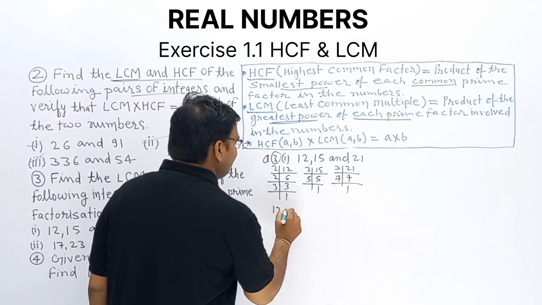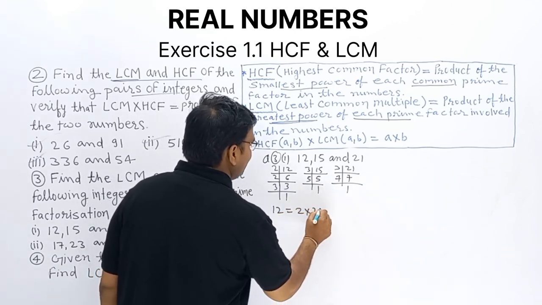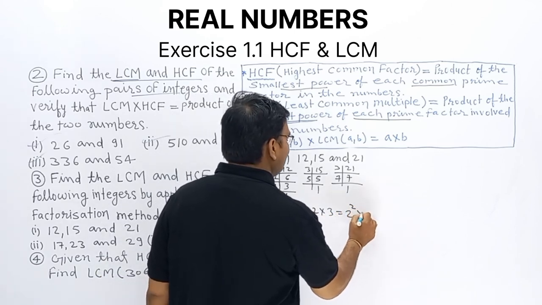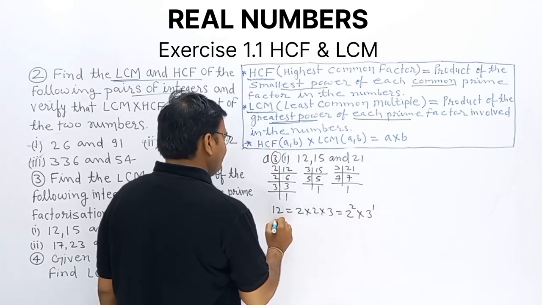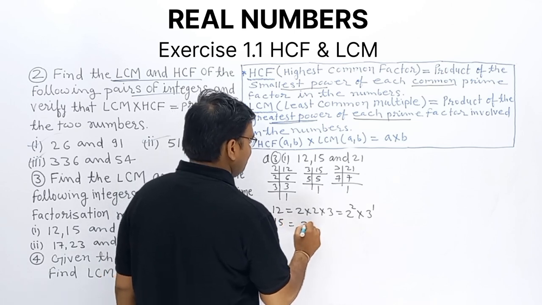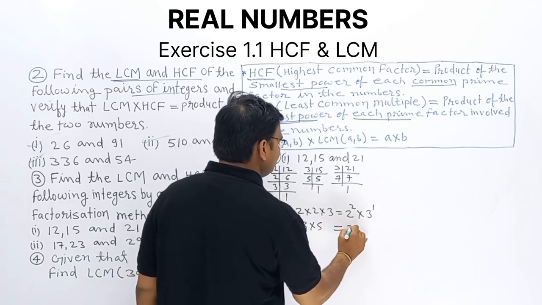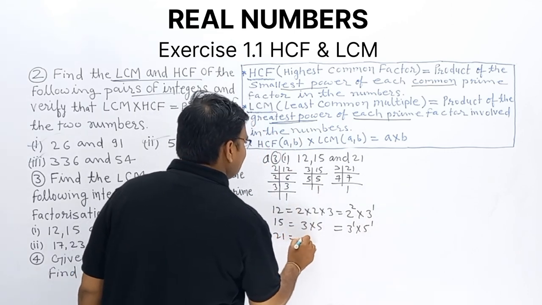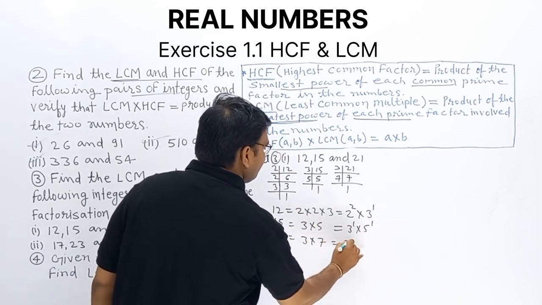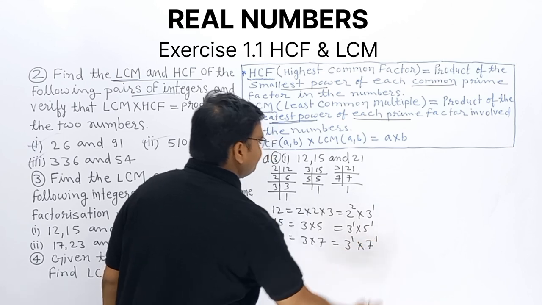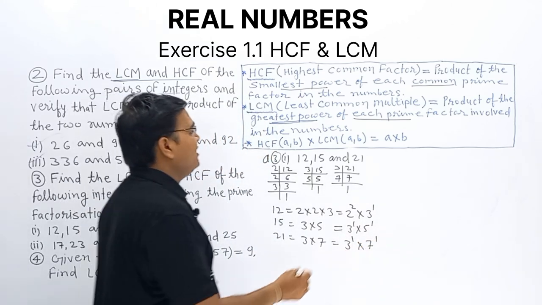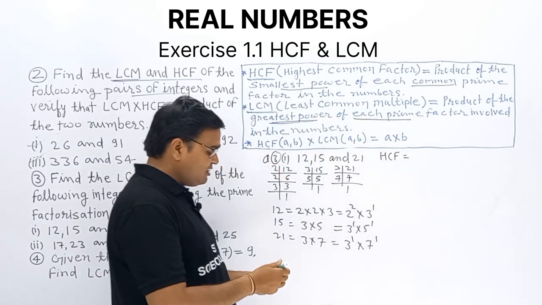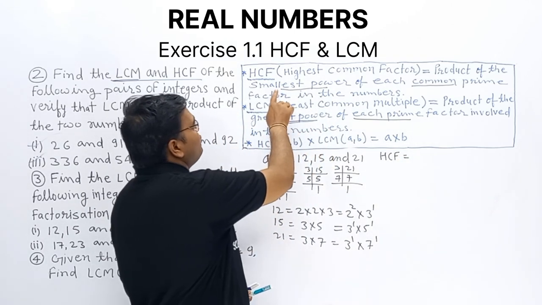Then write like this: 12 can be written as 2 into 2 into 3, and in the power form 2 power 2 into 3 power 1. 15 can be written as 3 into 5, in the power form 3 power 1 into 5 power 1. And 21 can be written as 3 into 7, in the power form 3 power 1 into 7 power 1.